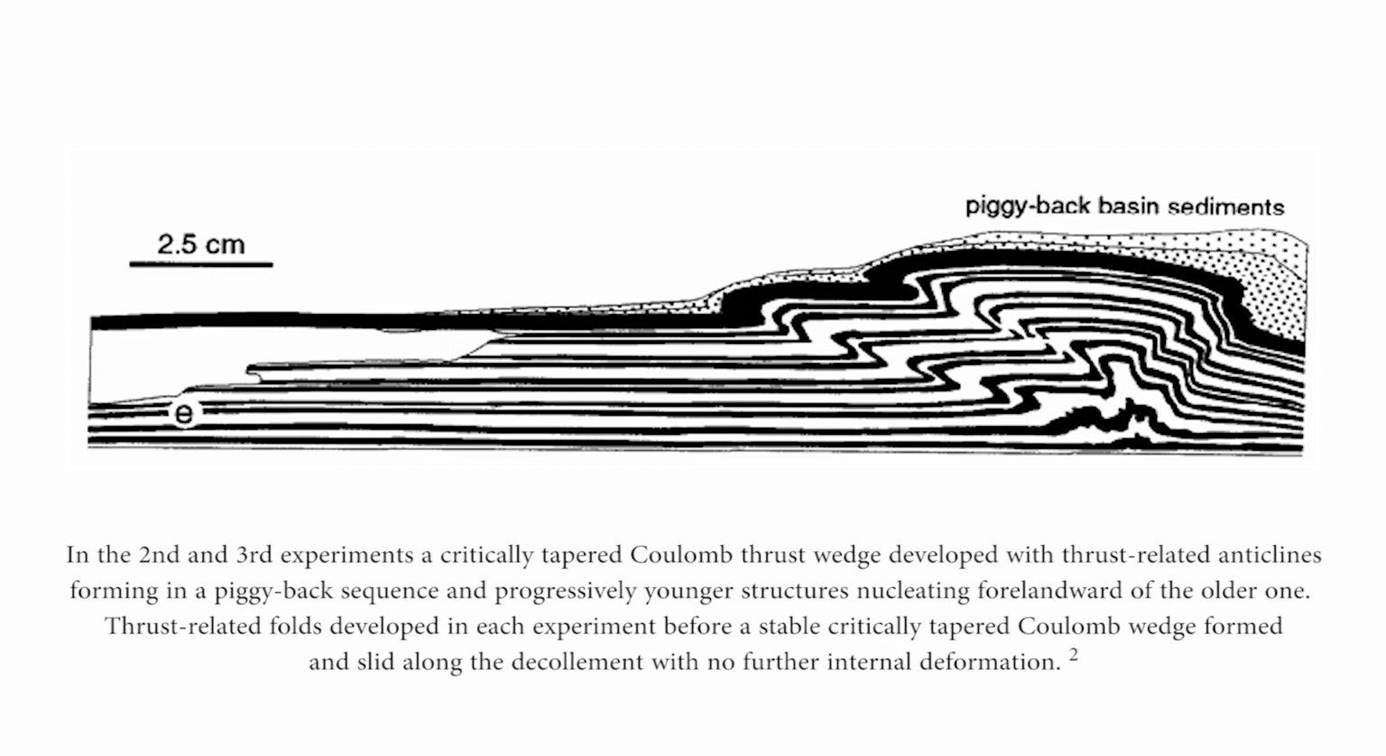In the second and third experiments, a critically tapered Coulomb thrust wedge developed with the thrust-related anticlines forming in a piggyback sequence and progressively younger structures nucleating forelandward of the older ones. Thrust-related folds develop in each experiment before a stable critically tapered Coulomb wedge formed and slid along the décollement with no further internal deformation.